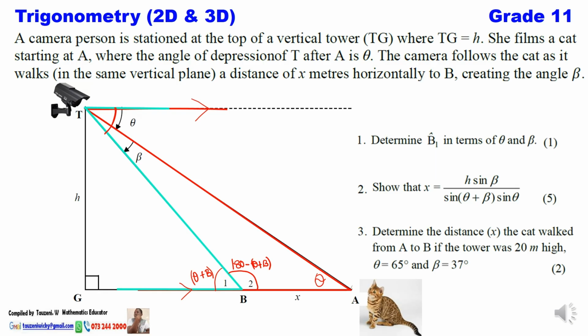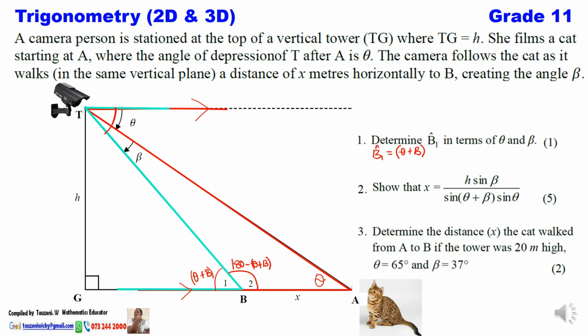Let's go on to what we need to do. Number one, the question is asking us to find the value of B1 in terms of theta and in terms of beta. We have already answered that one. The angle B1 is equal to theta plus beta. This is coming from alternate angles because the angle of depression and the angle of elevation are alternate angles. They are equal to each other.